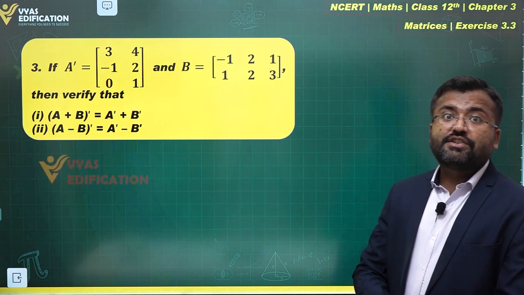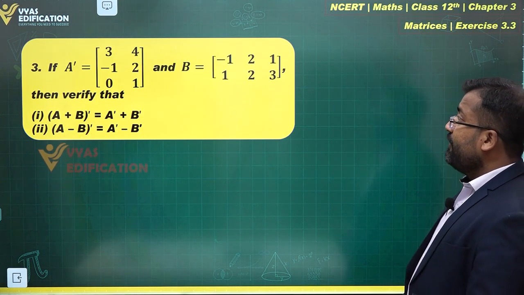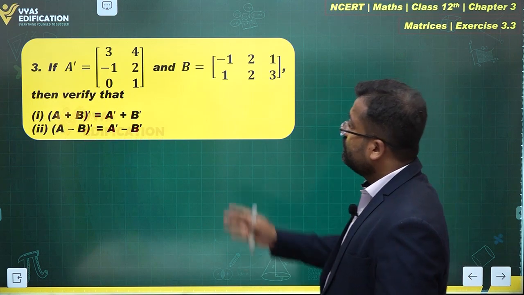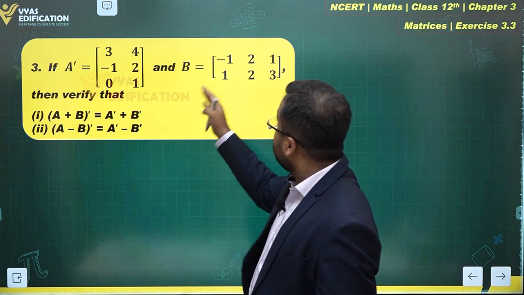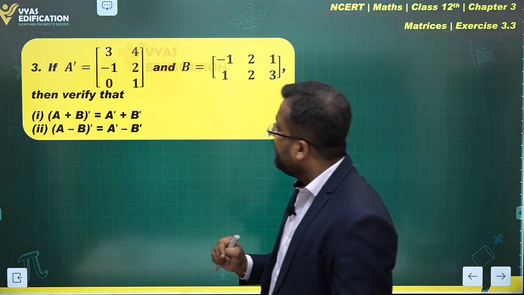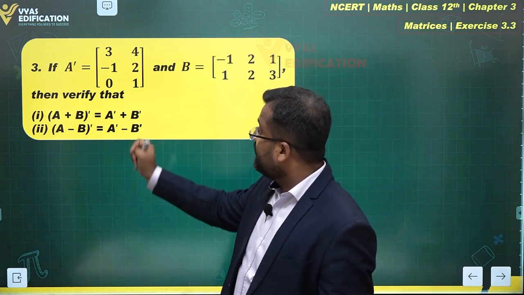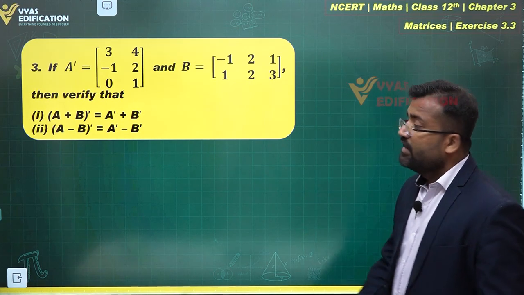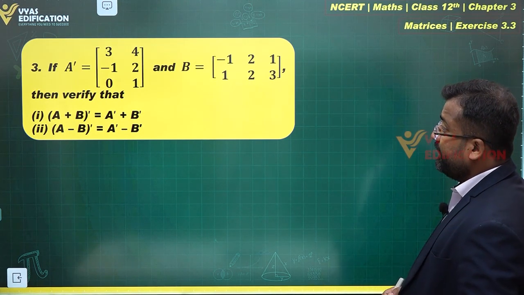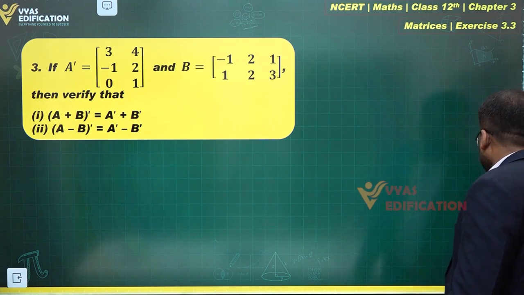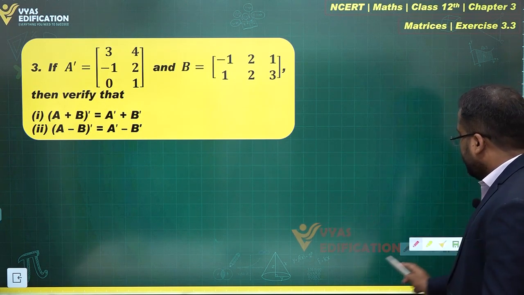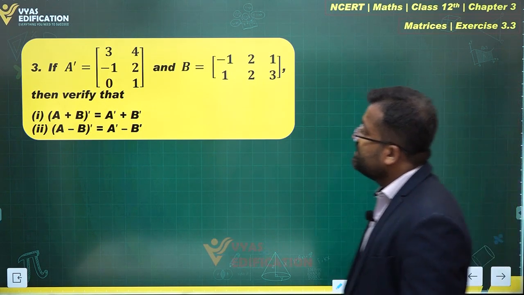Let's discuss this question next. What does the question say? If A transpose is equal to 3, 4, minus 1, 2, 0, 1 and B is equal to this matrix, then verify that... We are supposed to verify the properties of transpose for these matrices. Let's try to do that. And there are two parts. Let's try to solve them one by one. We have to verify that these properties are true for these matrices as well.